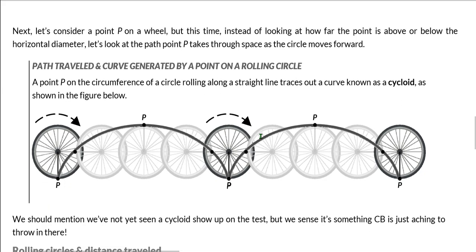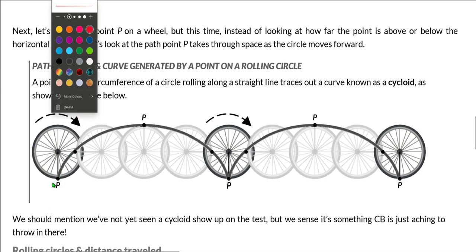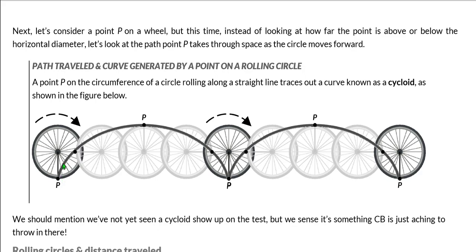On the next page, we're going to talk about something that we will admit right off the bat: we have never seen College Board test this particular circle sub-concept, but we do sense that it's something College Board could test if they wanted to, or maybe is aching to test. So we are now talking about the path traveled and the curve generated by a point on a rolling circle. We're no longer talking about the height of this point above or below the diameter of the circle, or above or below the ground that the circle is rolling on. What we're talking about is the path that this point will trace out through space.